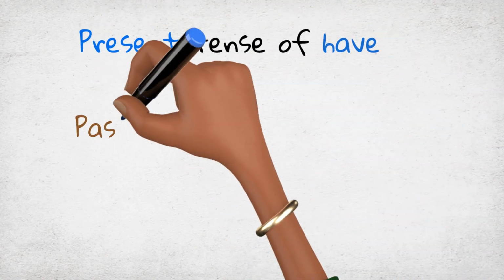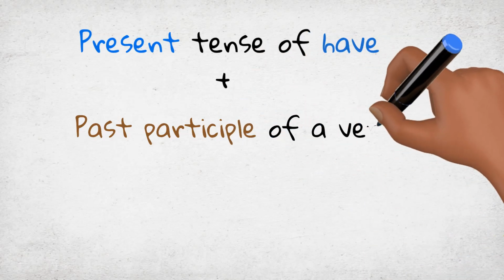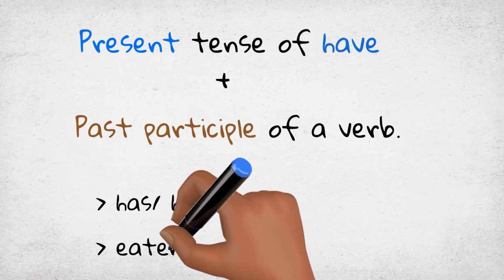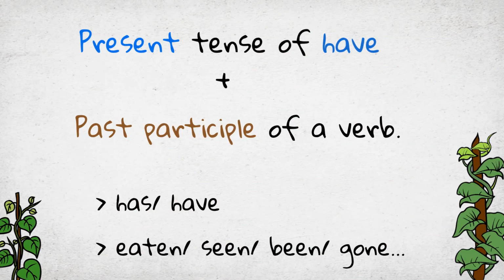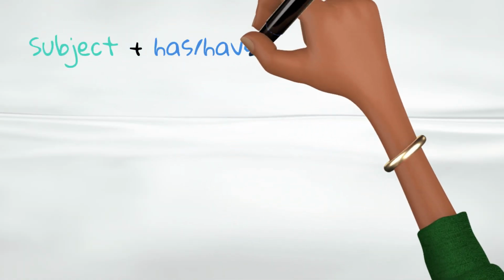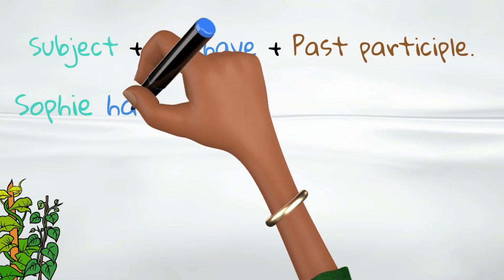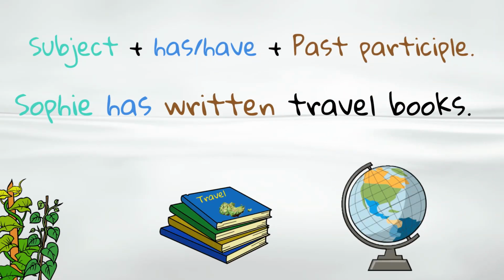So how do we form the present perfect tense? Well, we use the present tense of have, as in has and have, and we add the past participle of a verb. For example, eaten, seen, been, gone, and so on. And it looks like this. Subject, has, have, past participle. For example, Sophie has written travel books.